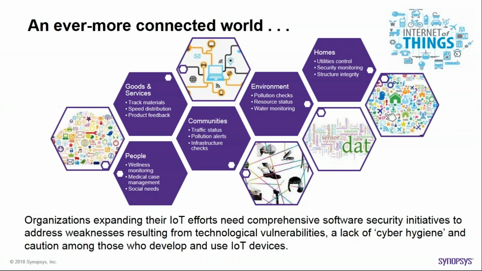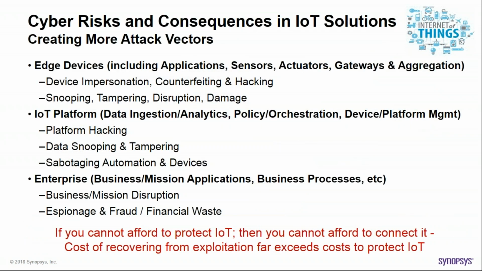Even if you look at 5G, as we look at moving networking capabilities, it's all software enabled and software controlled. And this is great for society. It's great for everything that we do. The challenge is we're getting more cyber risk and there are more consequences in these IoT solutions. And it's simply because we've been creating more attack vectors. And these edge devices, it ranges from device impersonation to snooping, tampering. The IoT platform itself is subject to hacking. The enterprise is now subject to business and mission disruption and espionage, fraud, financial waste, all through the software.